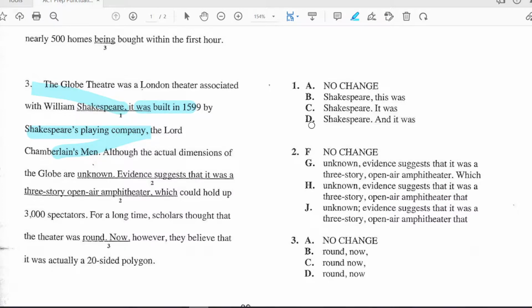full sentences. They don't need a comma between them. In fact, they need to be full separate sentences. The ACT loves comma splices. Let's see how to fix it though.